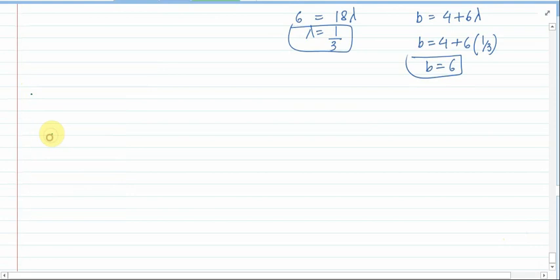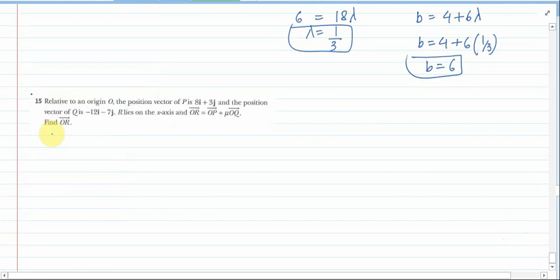It's question number 15. With respect to origin, the position vector of P and the position vector of Q are known. R lies on the x-axis and OR is equal to OP plus mu OQ. So that is very much similar to the question we have attempted previously. So first you need to give it a try by yourself, and for this question the time is 4 minutes. Give it a try, so start.